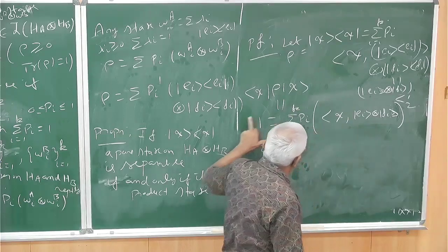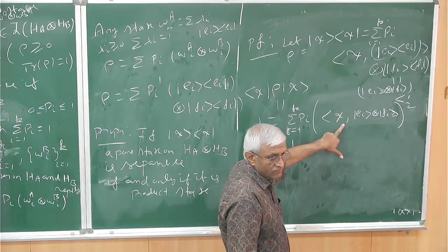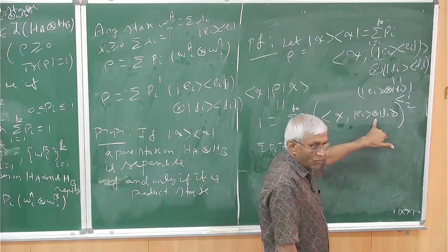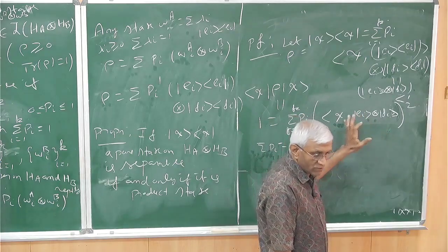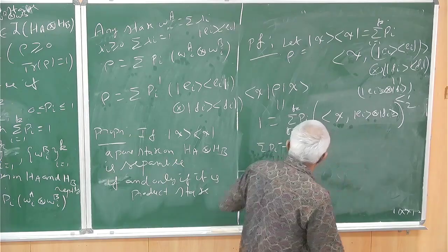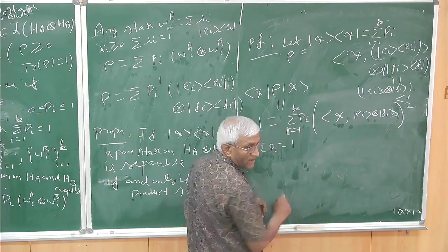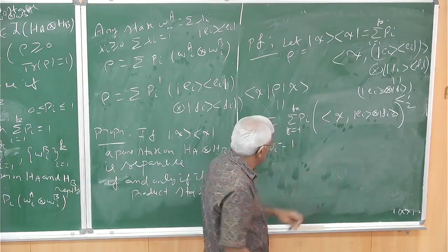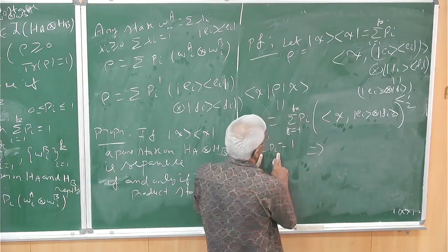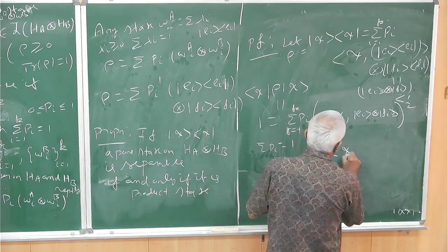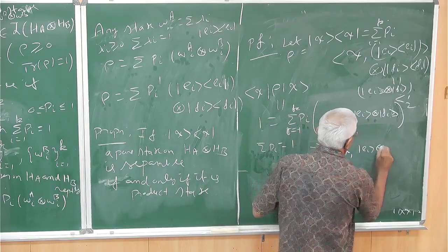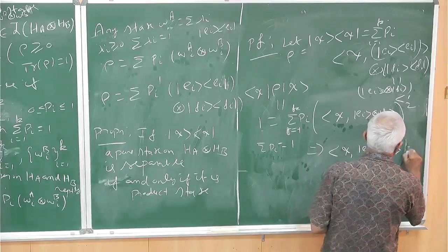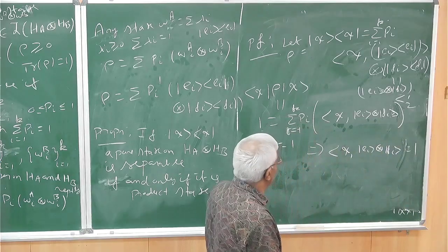Now this should also be 1, which means this has to be 1, right? This is less than or equal to 1, of course. By Cauchy, this is of norm 1, this is of norm 1, so the square of the inner product is less than or equal to 1. But if the summation of p_i has to be 1, it shouldn't get reduced. This has to be equal to 1, right? Because the summation of p_i equals 1, this implies that this inner product of chi with e_i tensor f_i should be equal to 1.